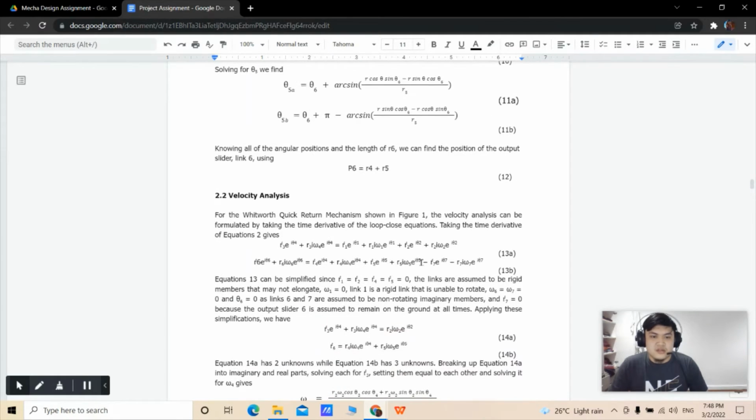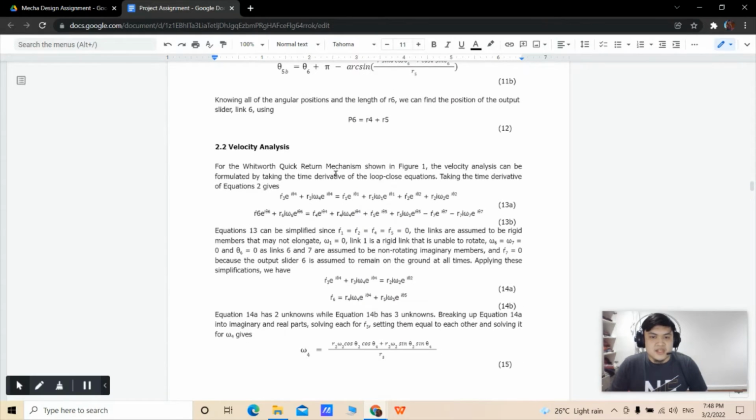So next up will be velocity analysis. For the Whitworth quick return mechanism as shown in figure 1, the velocity analysis can be formulated by taking the time derivative of the loop closure equations. Taking the time derivative of equation 2 will give us equations 13a and 13b here. Equation 13 can be simplified since r prime 1 equals r prime 2, which also equals r prime 4 and r prime 5, which finally will be equal to 0.